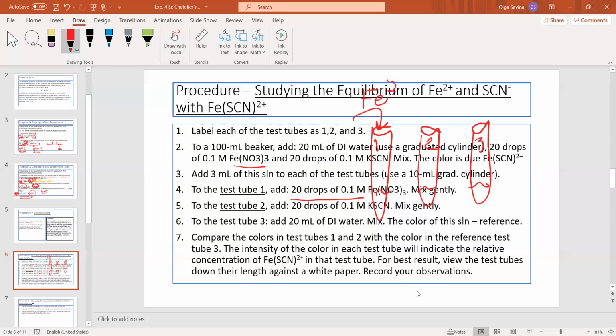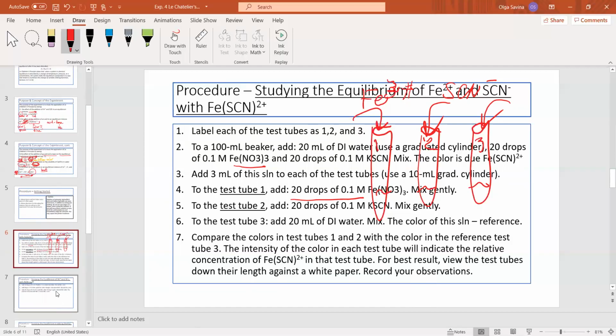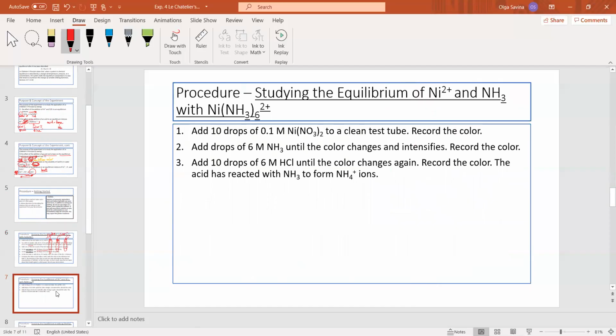We add in iron 2 plus, iron 3 plus ions. In the second one, we add in thiocyanate ions and see what will happen. In the third one, we add in just water. Okay, and see how the system reacts.